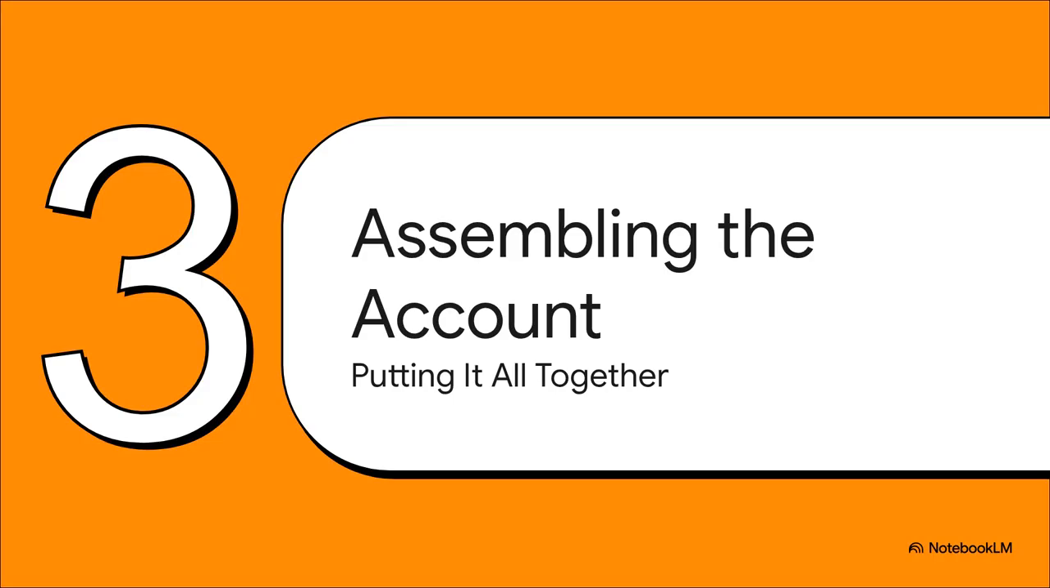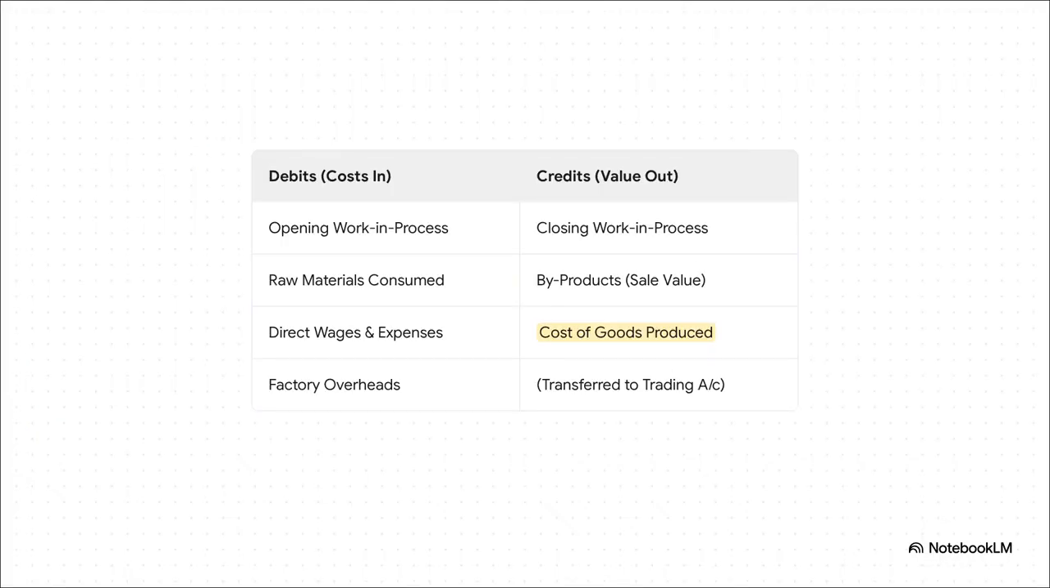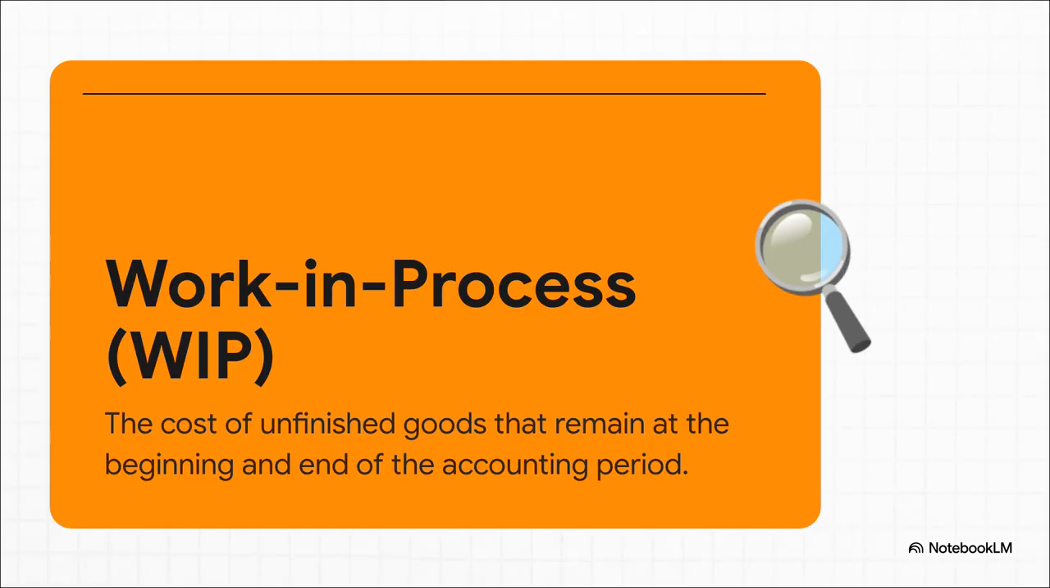So we have our prime cost, and we have our factory overheads. Let's move to the account itself and see how all of these different pieces come together to give us our final production cost. And this illustrates the flow perfectly. Think of the manufacturing account like a big bucket. On the left side, the debit side, we pour in all our costs, the raw materials we consumed, the direct wages, and all of those factory overheads. On the right, the credit side, we account for value, and the final balancing figure is our total cost of goods produced.